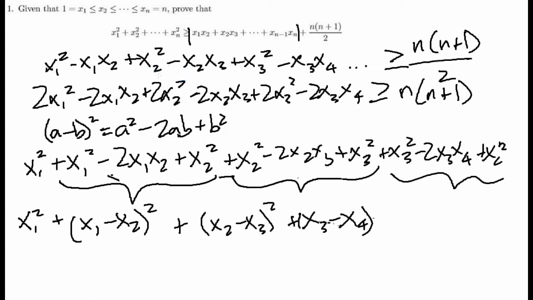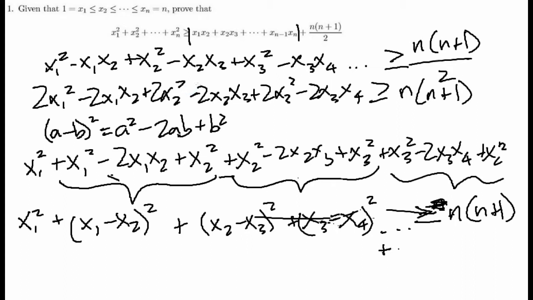So, what you can do from here, and remember n plus 1, since we multiply both sides by 2. And at the end of that, you actually have an extra xn squared. Because the last xn squared is not paired with anything after it, so you have one left over, just like you have one x1 squared left over on the left side.